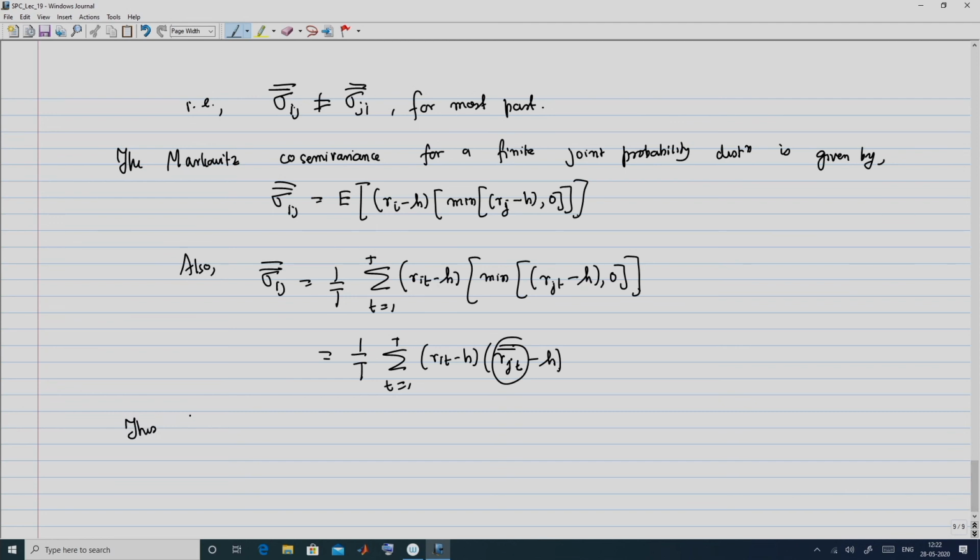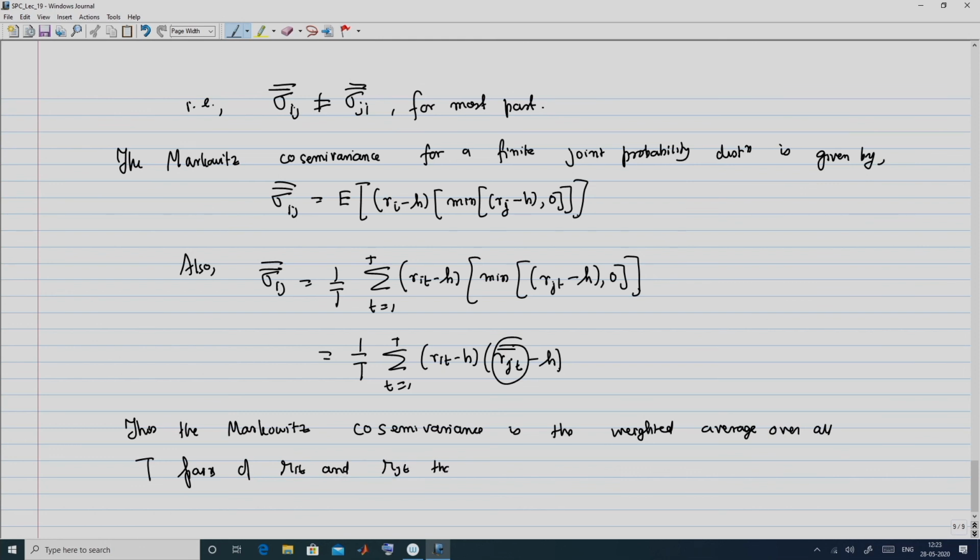So, in summary we can say that the Markowitz co-semi-variance is the weighted average over all T pairs of R i t and R j t that makes use of only the paired values for which R j t is less than h.